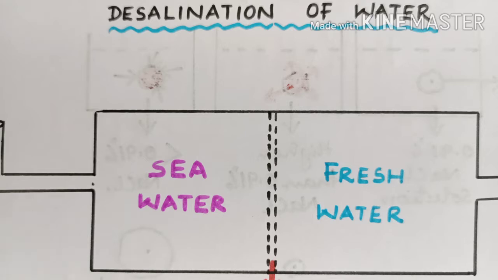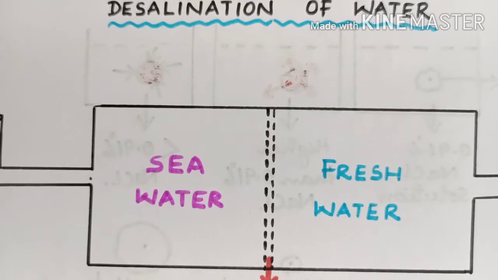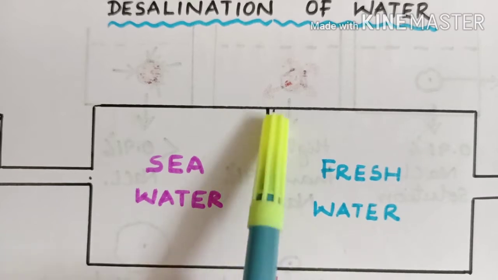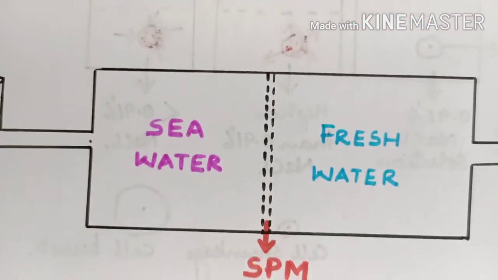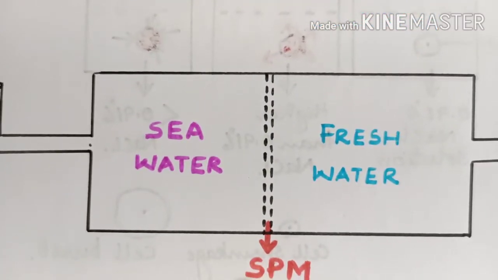The diagram shows the representation of desalination of water. This is a schematic representation where we have two compartments separated by a semi-permeable membrane. The semi-permeable membrane used here is cellulose acetate, which is smeared over a support.